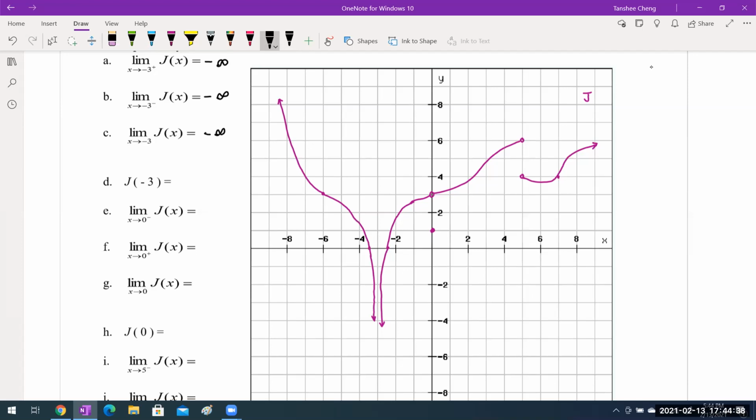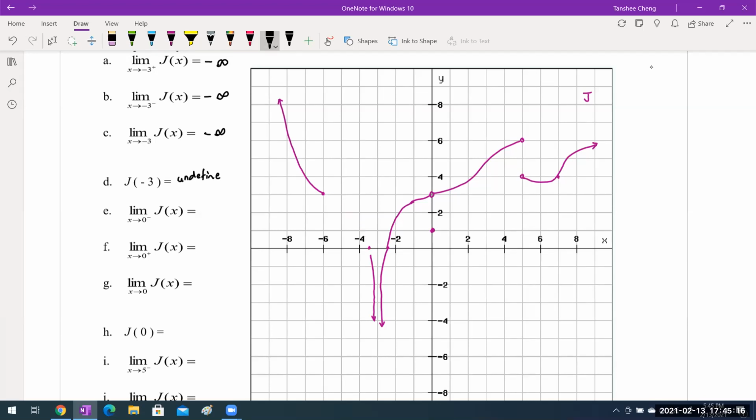Next, we want to look at J of -3. This is basically asking for the function value. And clearly at -3, when x is -3, there is no graph at all. The graph never passes through this vertical line. There is a vertical asymptote right here, if you go in this direction. So therefore, in this case, the function is not defined. I will write it down: undefined for the function.